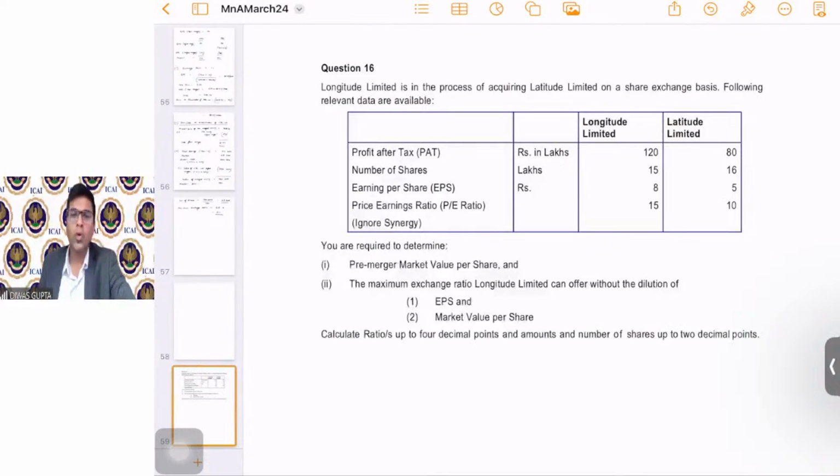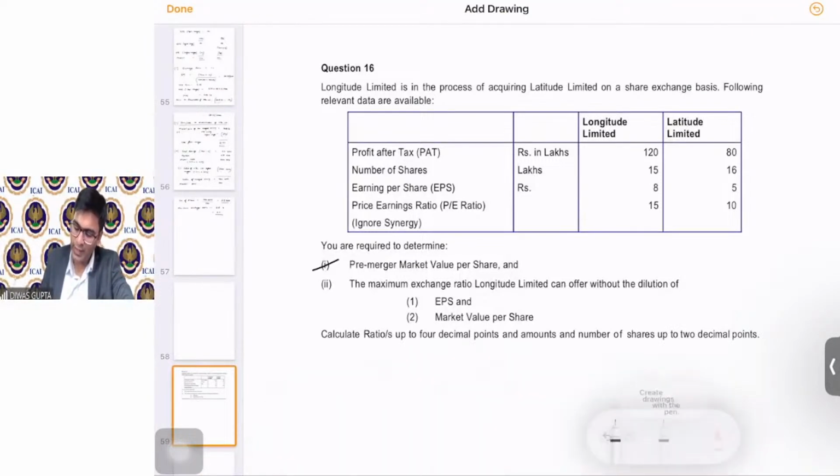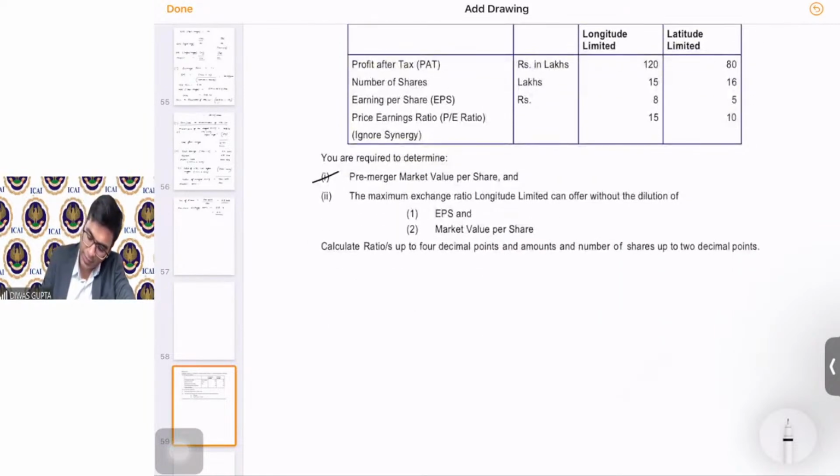PAT is available for both Longitude and Latitude, number of shares, earnings per share, then price earnings ratio, and it is also mentioned that ignore synergy, right? You're required to determine the pre-merger market value per share. That is the easiest thing to do, right? The maximum exchange ratio Longitude Limited can offer without the dilution of EPS and MVS both. Calculate ratios up to 4 decimal points and amounts and numbers of shares up to 2 decimal points. Okay, which is fine. So Longitude and Latitude, students.